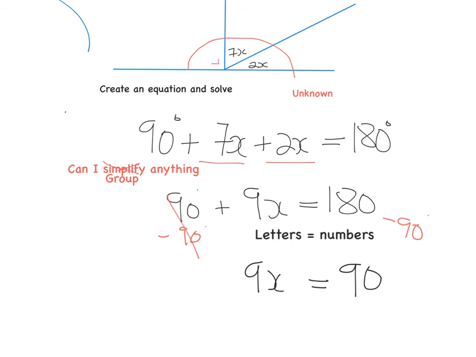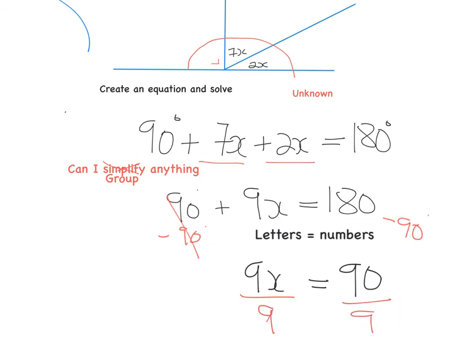Now, I have successfully done my letters to one side, numbers to the other. And at this point, I'm trying to solve for x. Remember, this is 9 times x, which essentially is 9 multiplied by x. I'm not interested in 9x, I want to find out what x is. So I'm going to get rid of the multiply by 9x by dividing by 9. But remember, what I do to one side, I must do to the other.